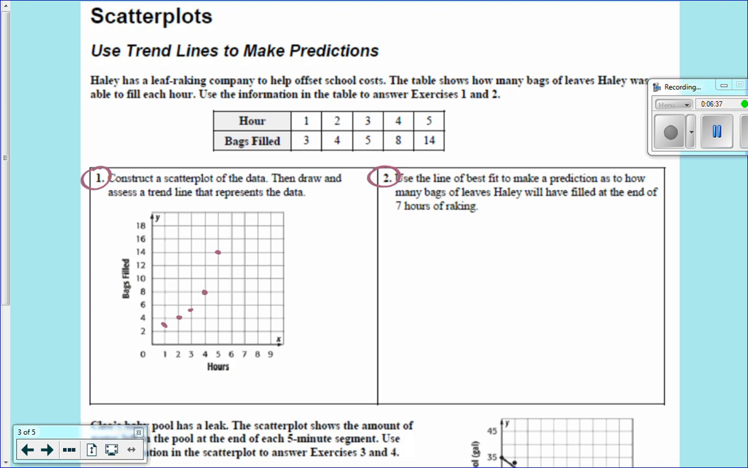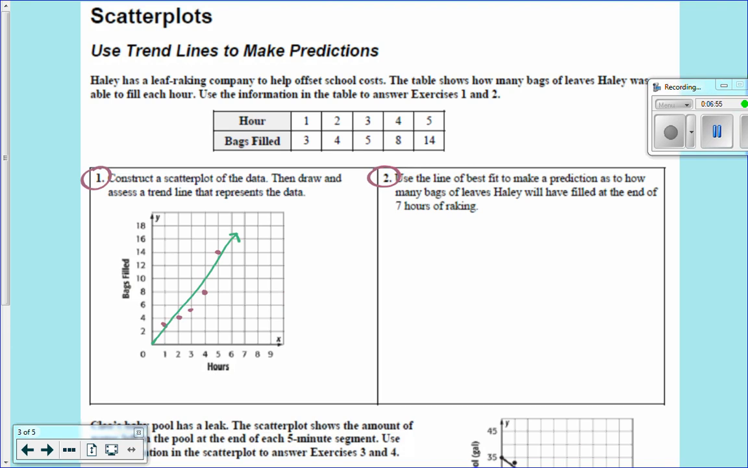Yeah, she worked really hard that last time. Okay, all right, then draw and assess a trend line. Let's see. Draw a line.